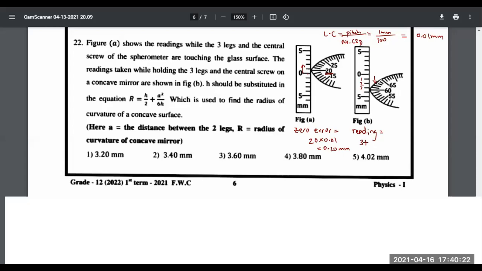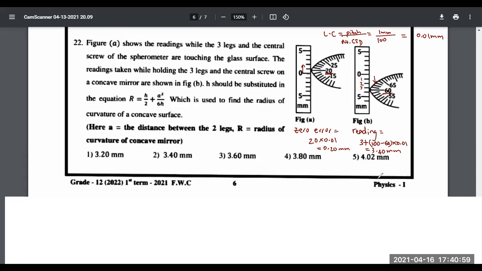So the reading is 3 plus the coinciding unit is 60, but I can't take 60 directly because the disk of the spherometer is below 0. So it has to be total circular scale divisions minus coinciding division, into least count. You can't directly take 60, because the disk is below 0. So the answer is 3 plus 40 into 0.01, that is 3.40 millimeter.